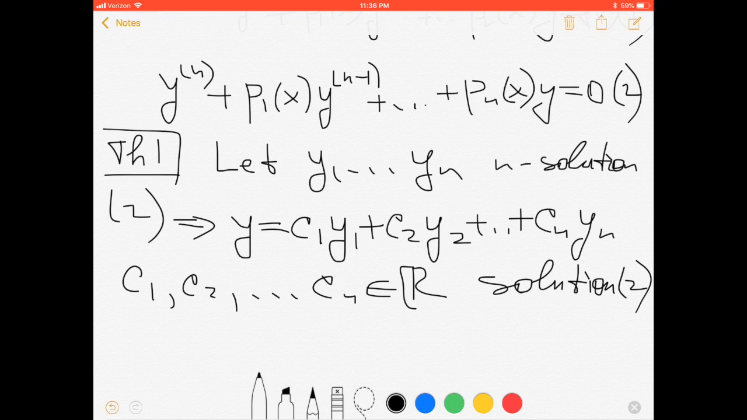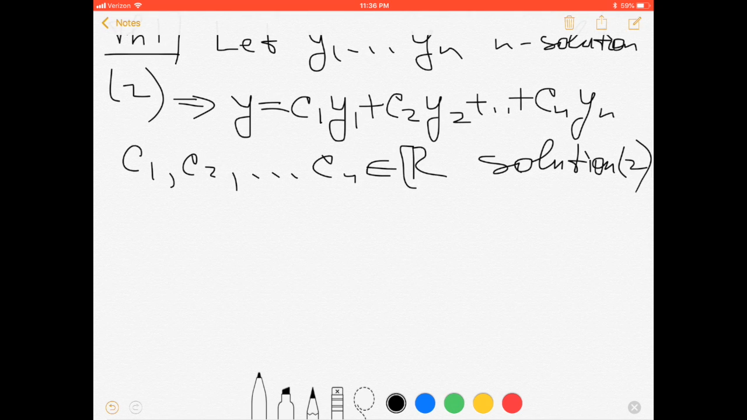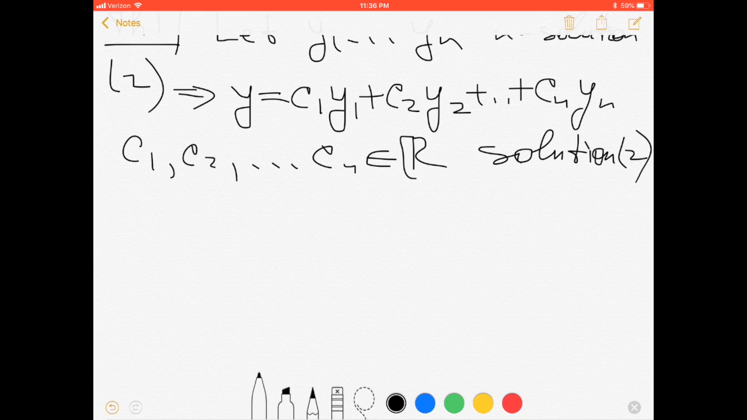Last time we proved this for a second order homogeneous equation. Proving it for nth order is absolutely the same. Okay. Next, theorem number 2. This theorem is usually called the existence theorem.